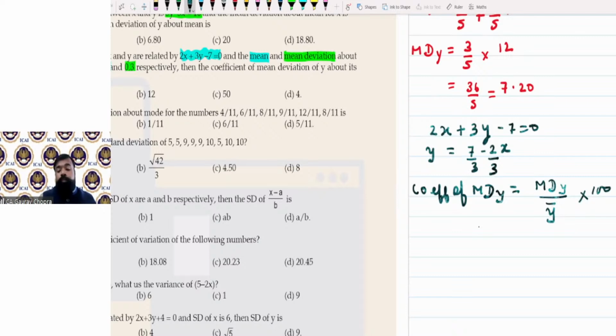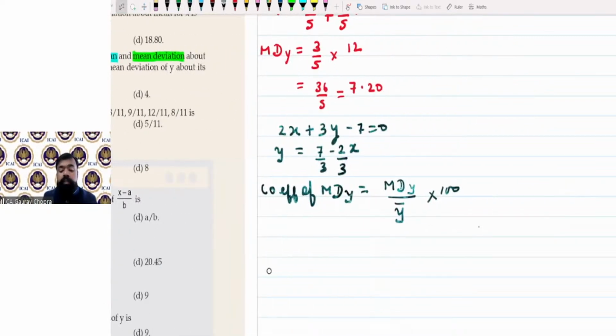So what is the mean deviation of y? We don't know. The question has not given it. What is the mean of y? That also we don't know. So both these figures are missing, and we have to find these two missing figures first. So how to calculate these missing figures? We are given that the mean deviation of x is 0.3 and the mean of x is 1.